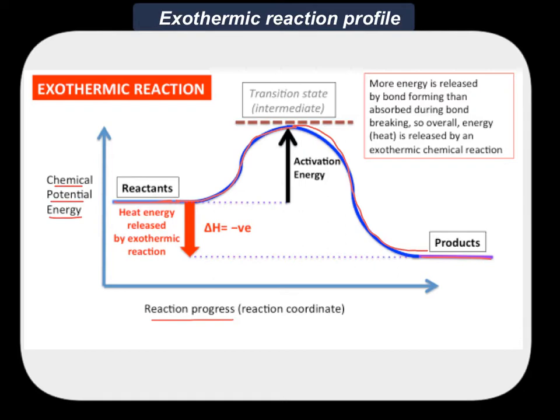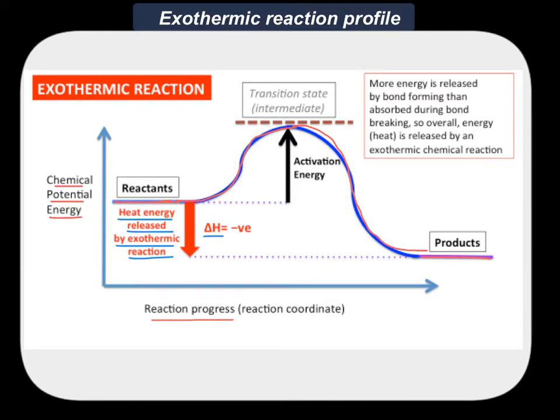You can add that into your diagram, but we're going to add in this label in red that's really important. Now this is the heat energy. This represents the heat energy released by the exothermic reaction. Now delta H is just a short way of writing the amount of energy.